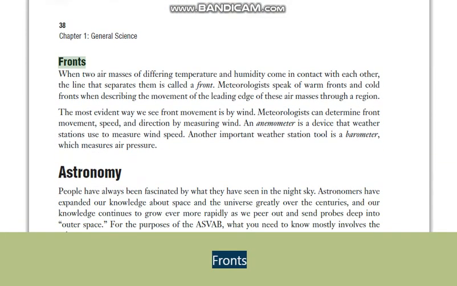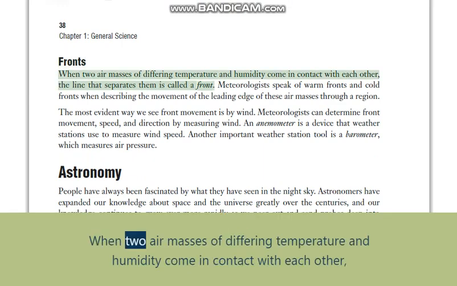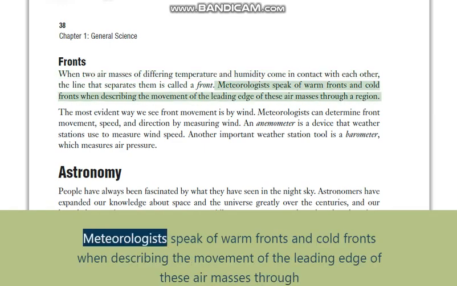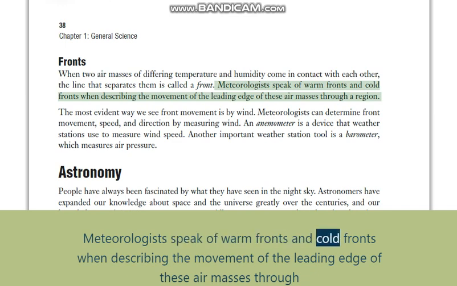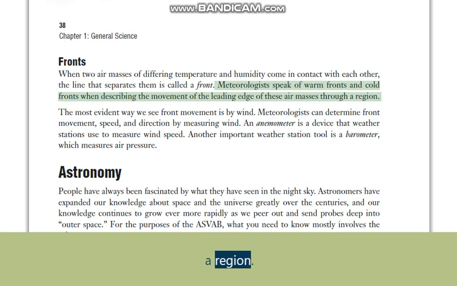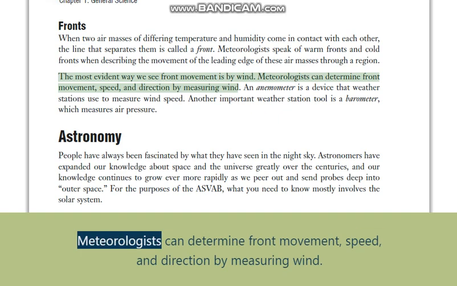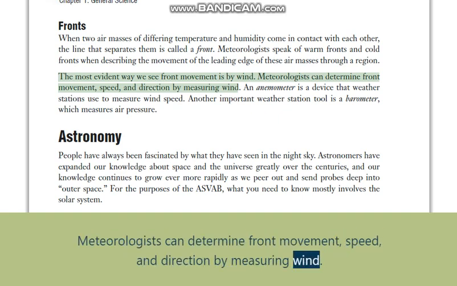Fronts. When 2 air masses of differing temperature and humidity come in contact with each other, the line that separates them is called a front. Meteorologists speak of warm fronts and cold fronts when describing the movement of the leading edge of these air masses through a region. The most evident way we see front movement is by wind. Meteorologists can determine front movement, speed, and direction by measuring wind.